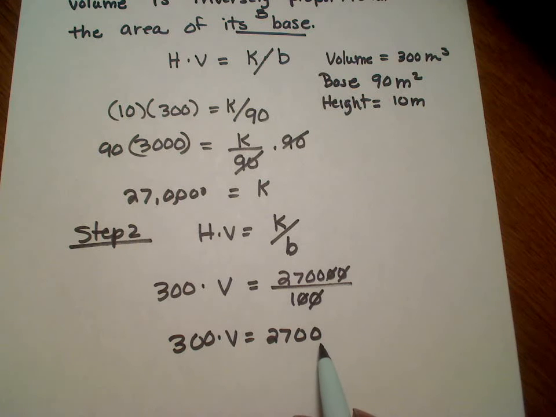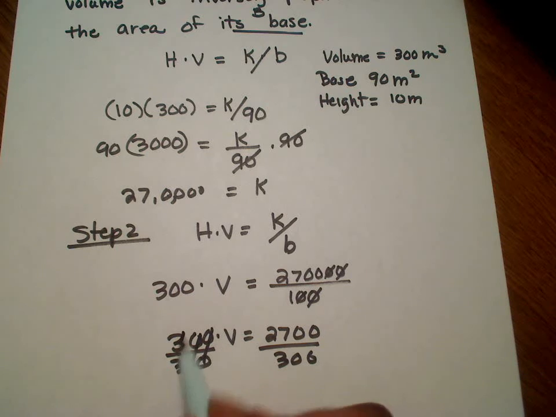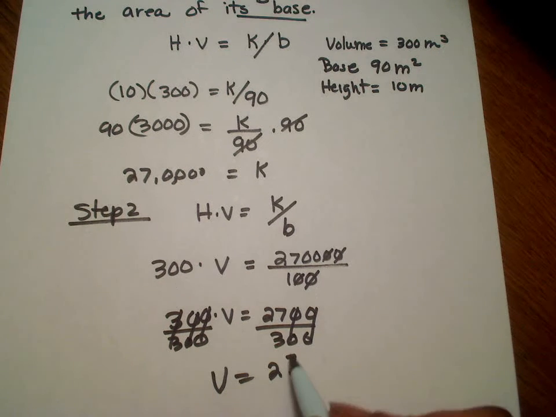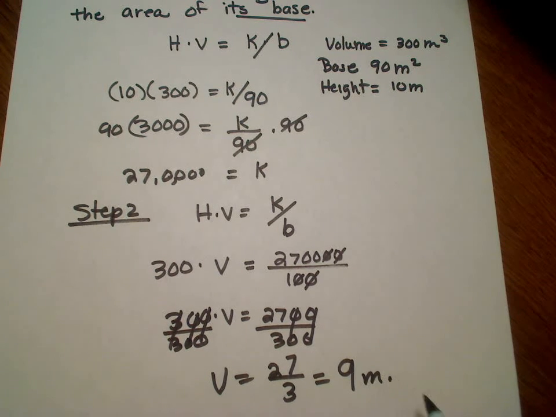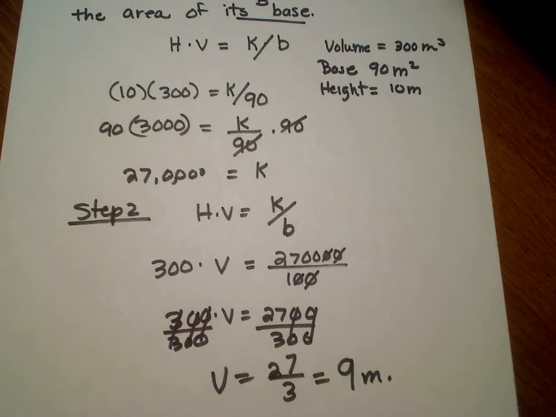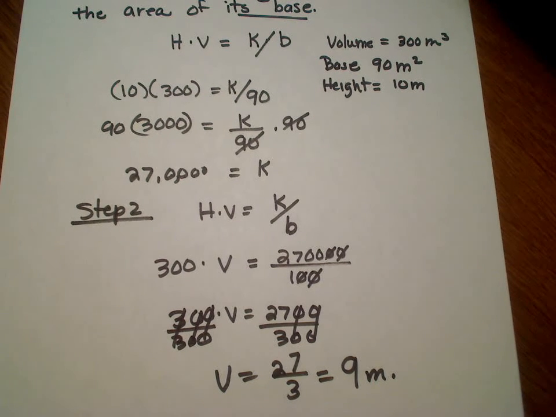Okay, now what we're looking for is v. So what I'm going to do is divide by 300, and that cancels out, leaving us our v, which is equal to 27 over 3, or 9. So therefore our answer is going to be 9 meters. Little different problem than the ones that we've had previous.